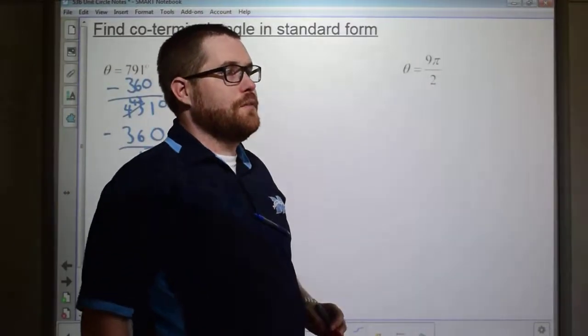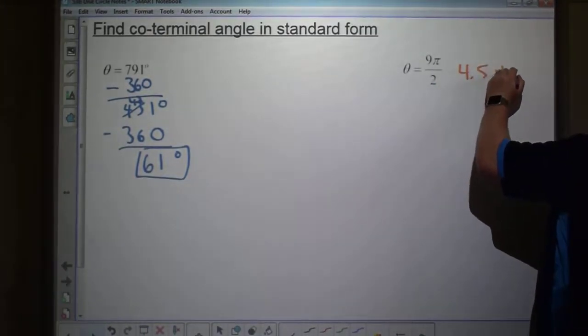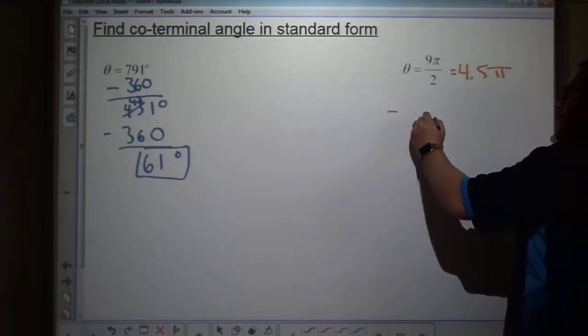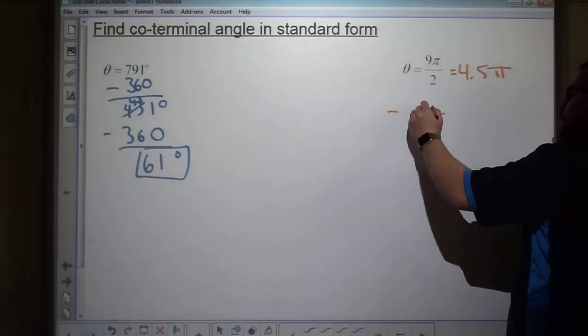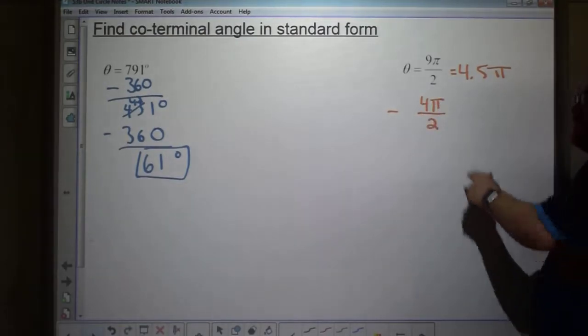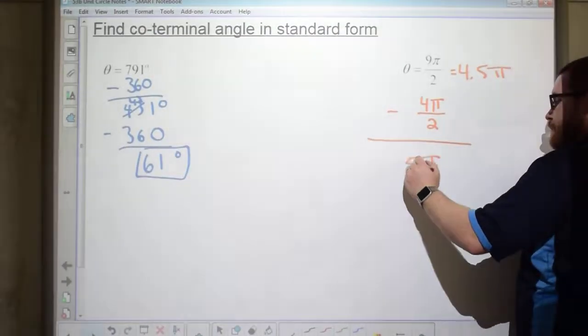9 pi over 2. Well, 9 pi over 2 is the same thing as 4.5 pi. That's too big. It can't be bigger than 2 pi. So I'm going to subtract 2 pi. Well, instead of subtracting 2 pi, I'm going to subtract 4 pi over 2. Why am I using 4 pi over 2? Common denominator. Now you have 5 pi over 2.